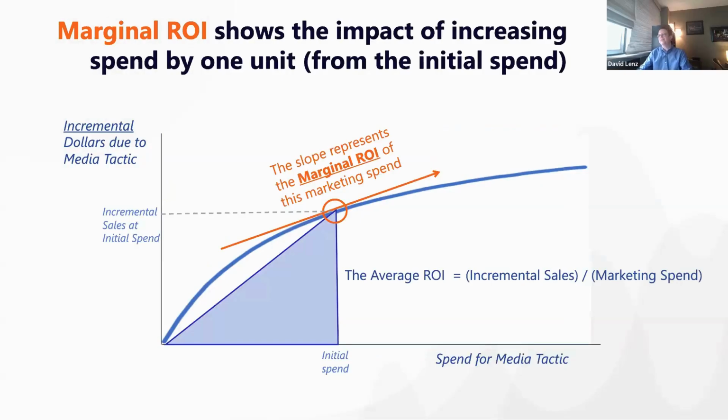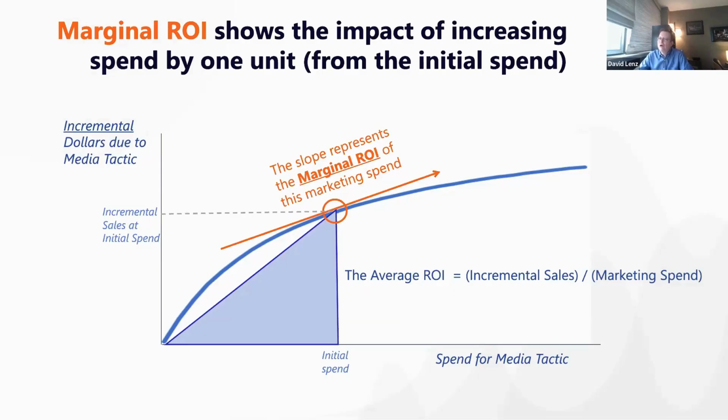Let's take a deeper dive into the curve itself, because there are two key items coming from the curve. So the first, let me talk about the average ROI. The average ROI is really simple. It's represented by the slope of the line from the origin to the orange circle. And it's basically just the incremental sales, which you get on the curve, divided by the total spend. However, that's only one point.